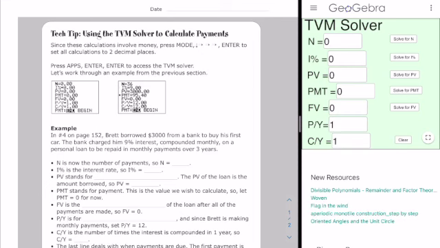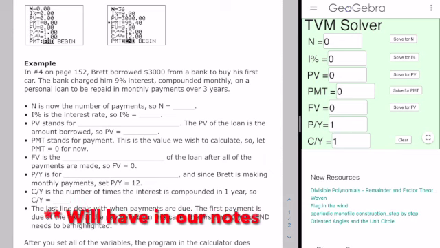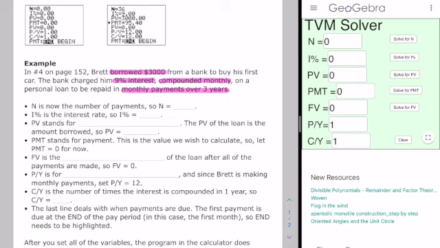Solving to calculate payments. So how much are you going to be paying every time you have to pay? So here we have a situation that we just had in our notes. Brett borrowed $3,000 from a bank to buy his first car, and the bank charged him 9% interest compounded monthly. So I'll go ahead and highlight some information that's important. You borrowed $3,000, 9% interest compounded monthly, and then it's monthly payments over 3 years.